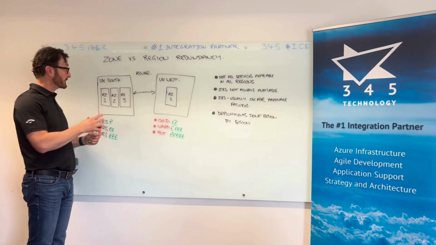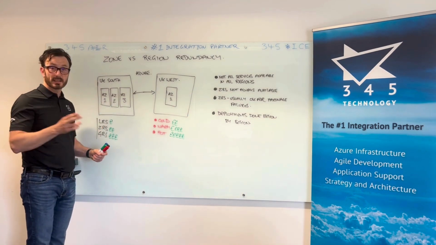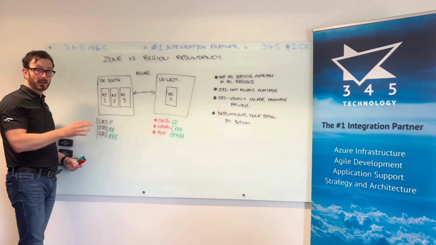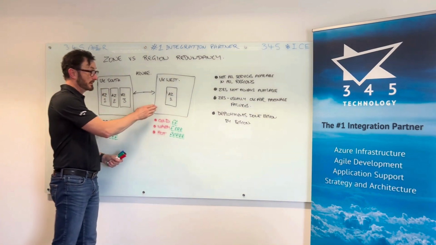So those are, in Azure we call them regions, and then within a region you've got one or more data centers. So for example, in UK South, they've got 3 availability zones, 3 data centers. And then in UK West, they actually only have 1.